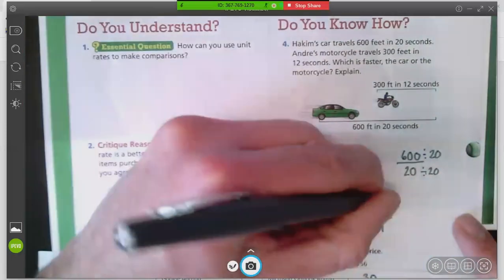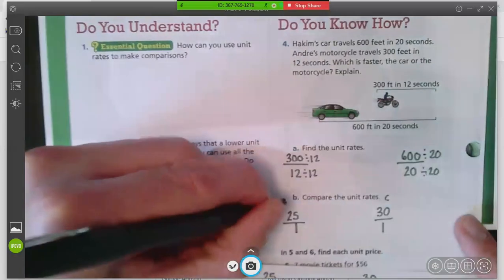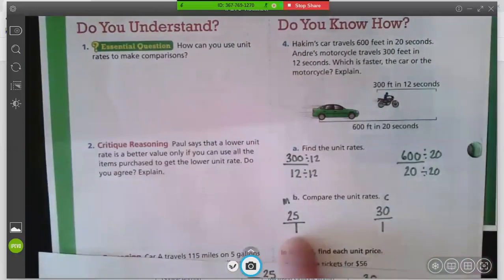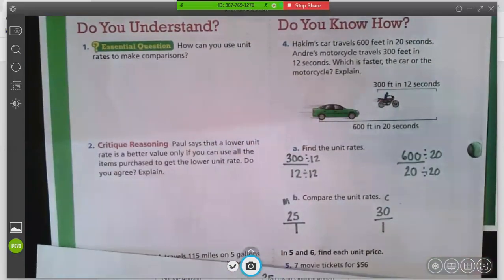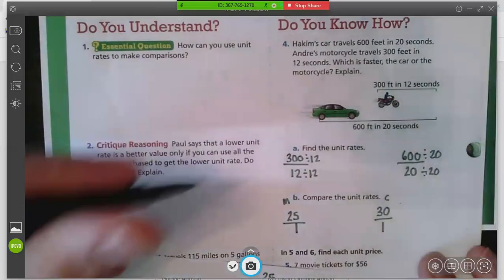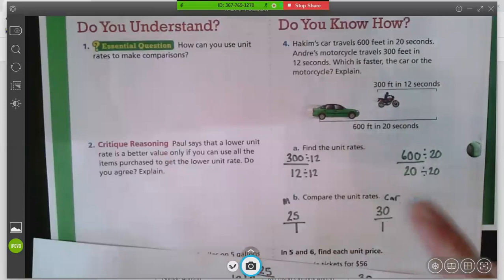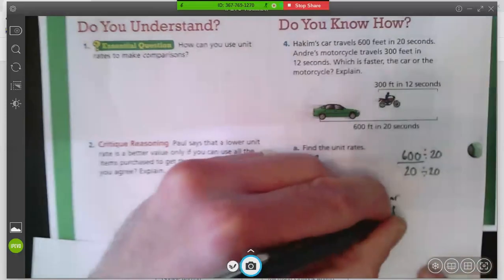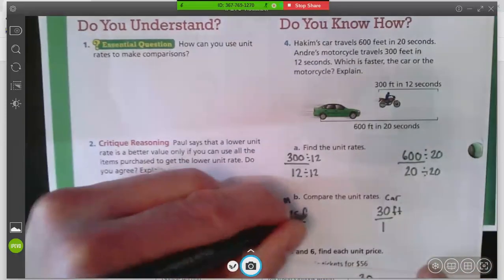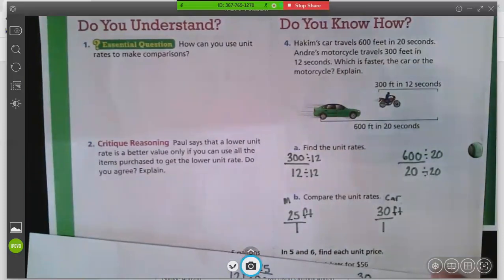All right, for the car. This is the car. This is the motorcycle. So look at these rates. Who's going faster? The motorcycle. Oh, now let's look at this. I meant the car, sorry. The car, because it travels 30 feet in 1 second, where the motorcycle travels 25 feet in 1 second.